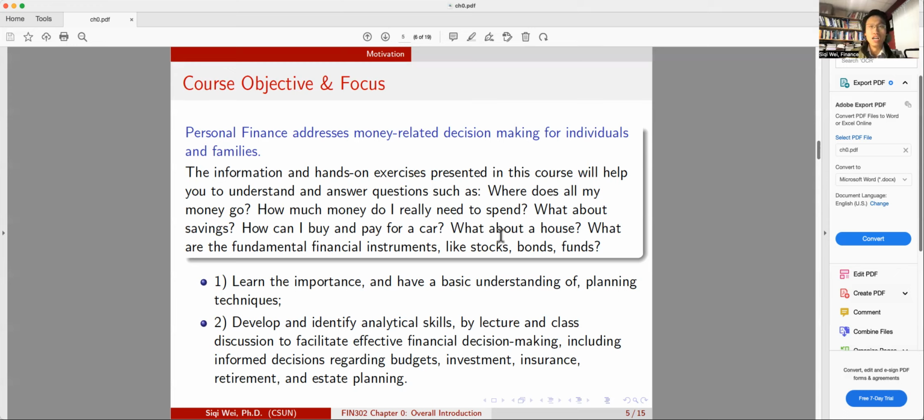How much should we save for future growth? And how can I buy and pay for a vehicle and some sort of a long-term asset, for example, real estate properties? And what are the fundamental financial instruments like equity securities, stocks, fixed income securities, bonds, or mutual funds, things like that. Okay, we will cover the basic mechanics at the intuition level.